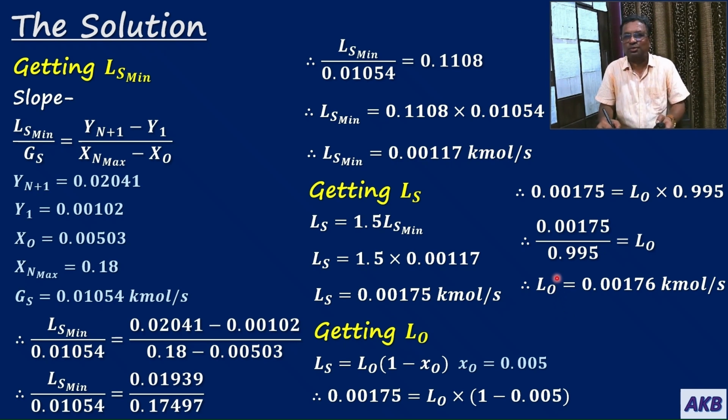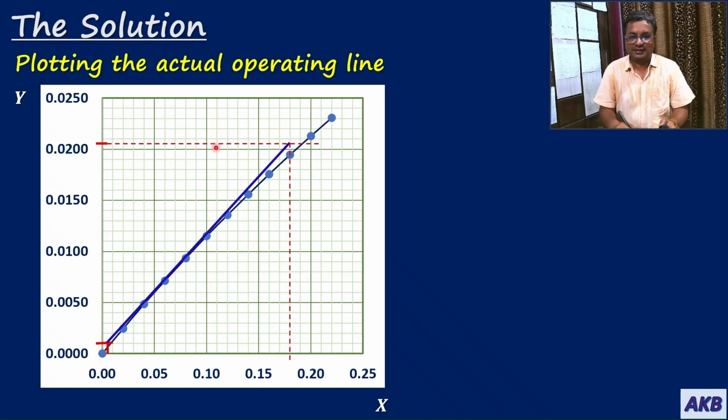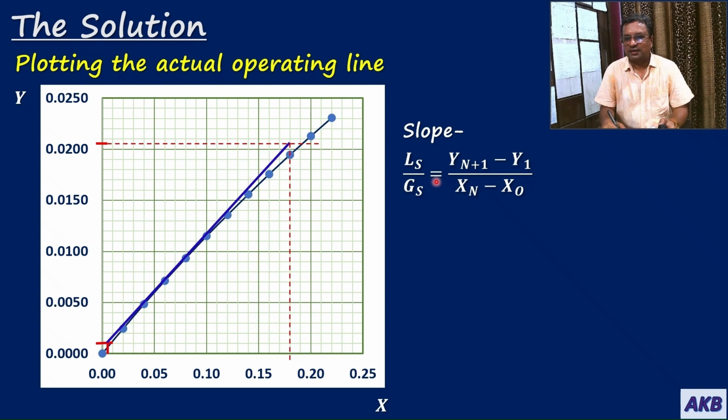Next we have to find the number of ideal stages. So let us move ahead. Next we will be plotting the actual operating line. For that we have the graph that we plotted just now, with the operating line corresponding to the minimum liquid to gas ratio. Now the slope of the actual operating line will be LS upon GS, equal to capital YN plus 1 minus capital Y1 divided by capital XN minus capital X0. LS we obtained earlier, it is 0.00175 kilomole per second.